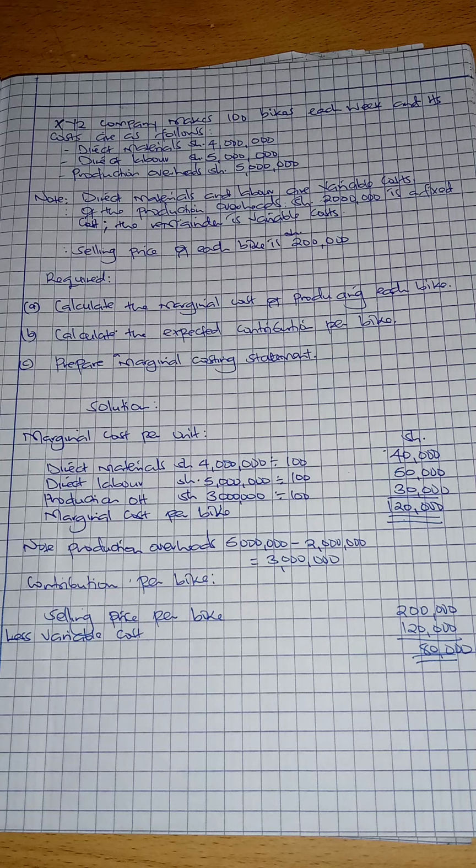Required: A. Calculate the marginal cost of producing each bike. B. Calculate the expected contribution per bike. C. Prepare a marginal costing statement. So, how do you go about that? Just from what I started with, marginal costing is based on classifying costs by behavior. So we have this one: A, calculate the marginal cost of producing each bike.